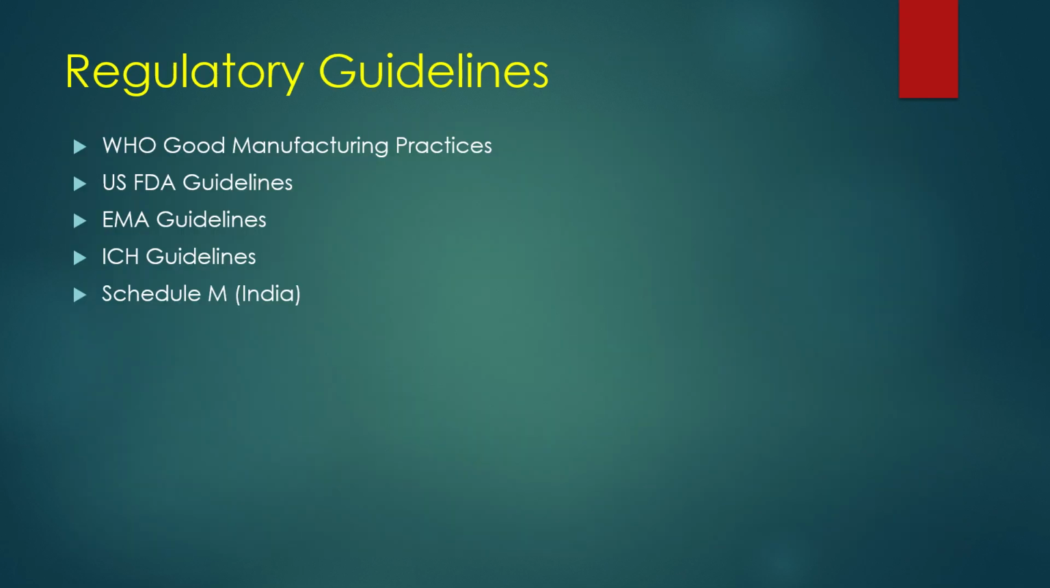In-process checks in pharmaceutical manufacturing are performed according to various regulatory guidelines to ensure product quality, safety, and compliance. These include WHO Good Manufacturing Practices, US FDA guidelines, EMA guidelines, ICH guidelines, and Schedule M requirements under Indian pharmaceutical regulations.